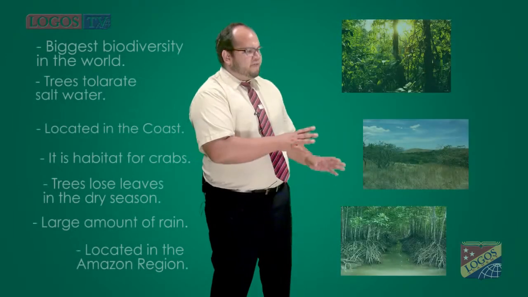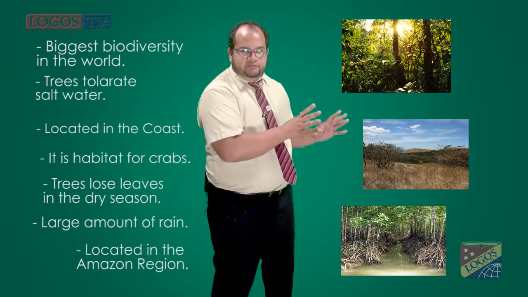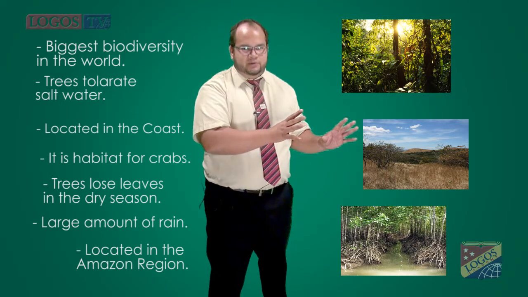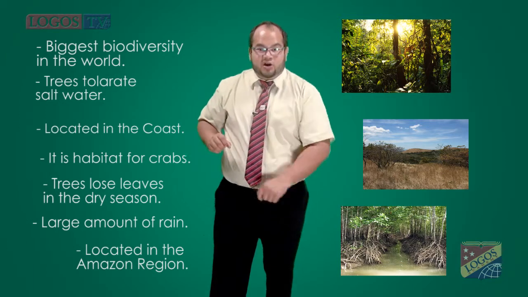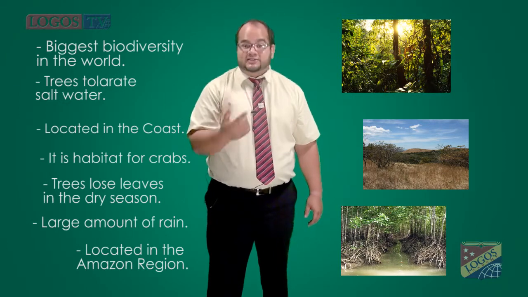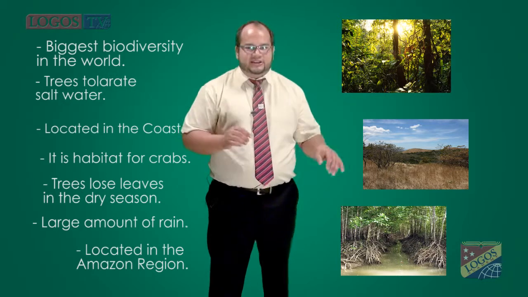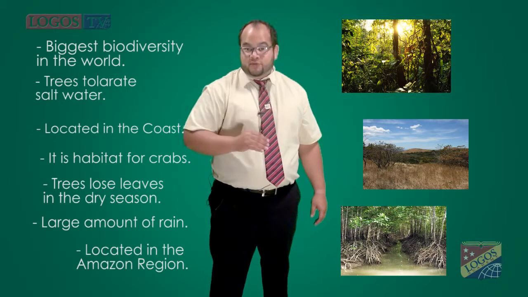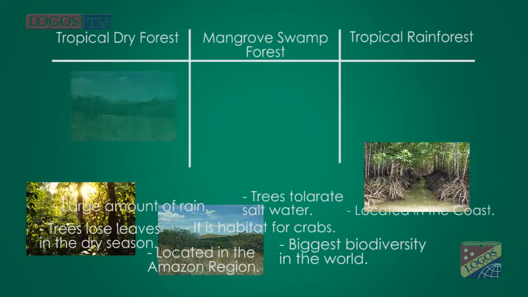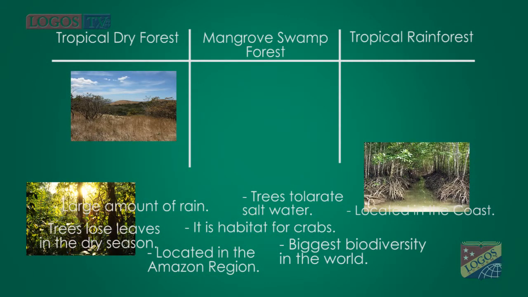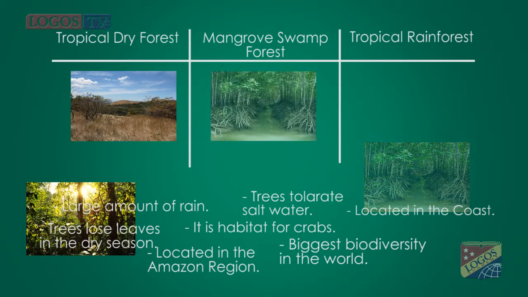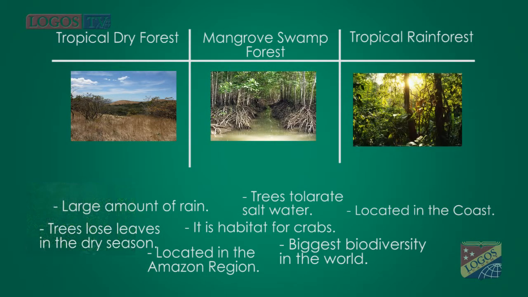Well, now you have a clear idea of the most important types of forest in our country. Now, let's see if you can do this short exercise about characteristics of each type. Here you have pictures and characteristics of the different types of forests in our country. On the other side, there is a chart of characteristics and pictures to be classified. Can you place each picture and characteristic under the correct type of forest? Let's see. The first type of forest is a tropical dry forest. The second type is the mangrove forest. And the third one is the tropical rainforest.